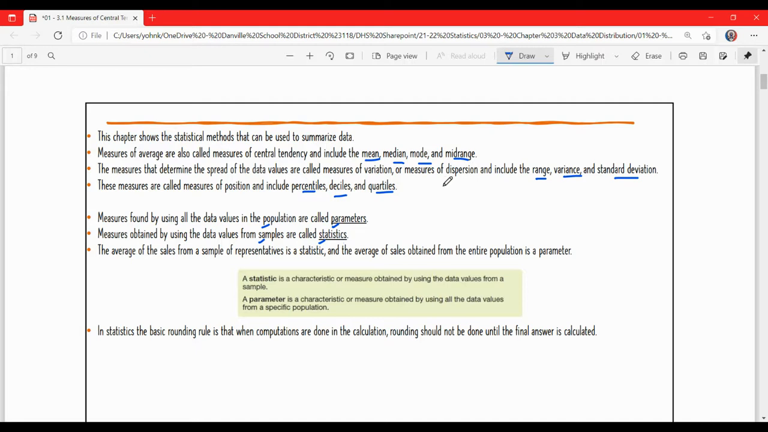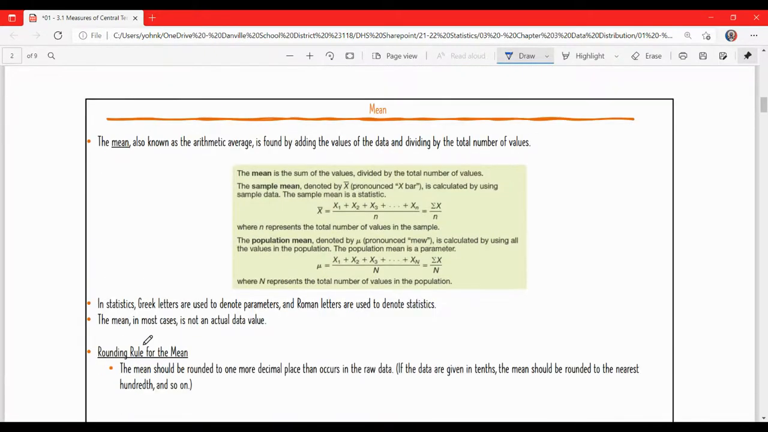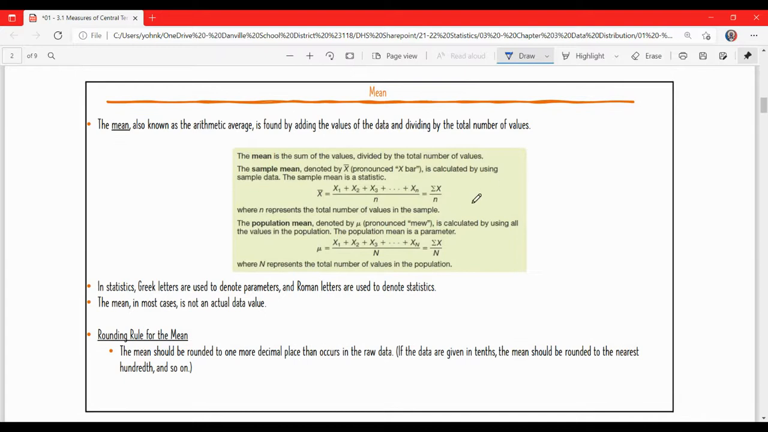Now, when I use that number to describe something, I have a rounding rule. It tells me to make sure that when you're doing computations, you only round in your final answer. Don't round in the middle of a problem, because then you'll use the rounded answer to compute another answer, and that's a big mess. So round once at the end.